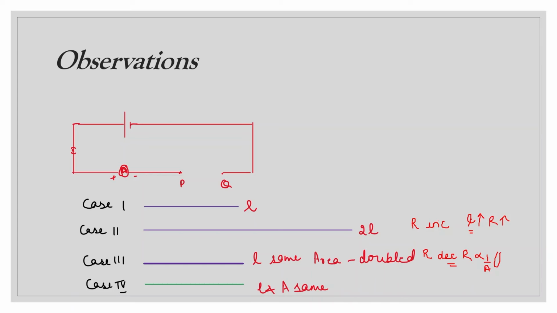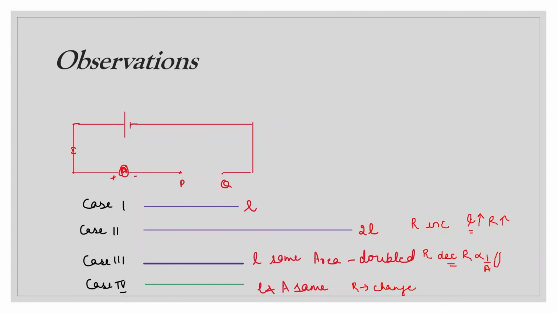Now in case 4, when we change the material keeping the length and area same, then also you will observe that resistance will change, which means we can say that resistance not only depends upon length and area of cross section, it also depends on the material of the wire.